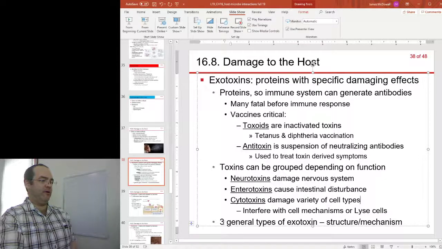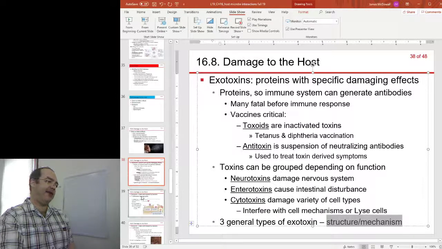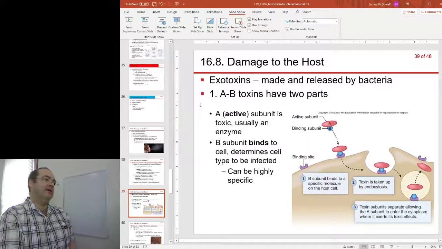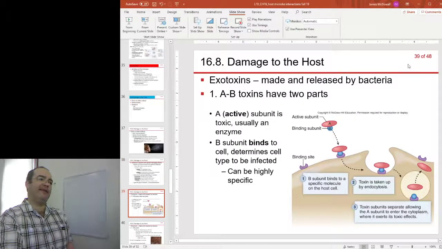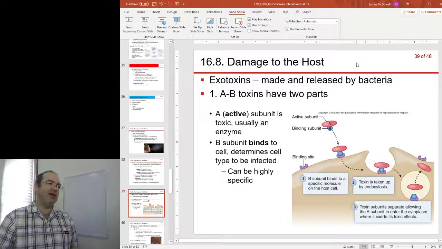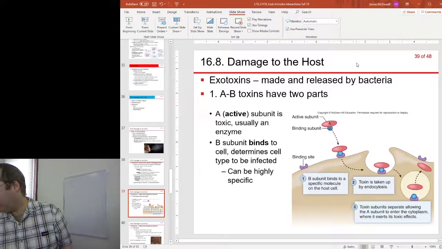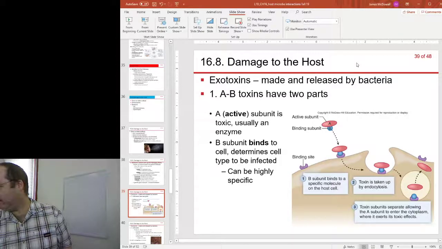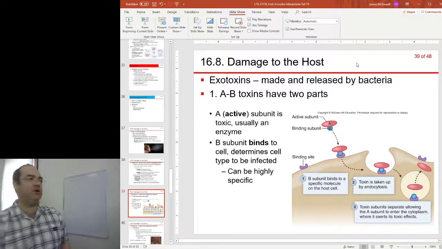So we're going to look at 3 general types of exotoxins, and those types are based upon the structure and the mechanism. So number 1 in our list on slide 39. Our first kind of exotoxin is an AB toxin. AB toxins are on page 429.